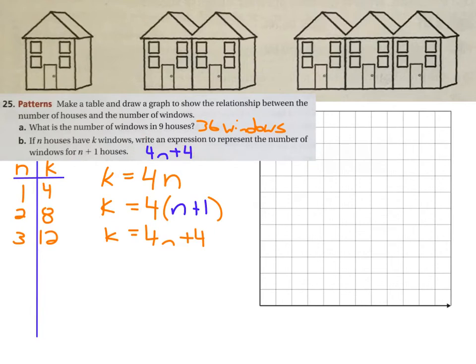They also said to graph it. Okay, make a table and draw a graph. So I'm going to go down here and we're going to graph it. That's going to be the last thing that we do. And we say, okay, this is the number of houses. And we say 1, 2, 3, 4, 5, 6, 7, 8, 9, 10.